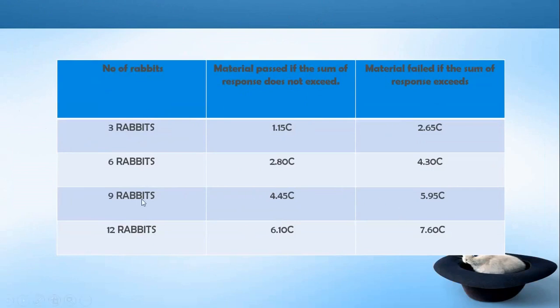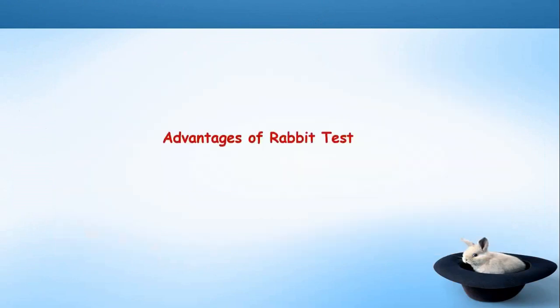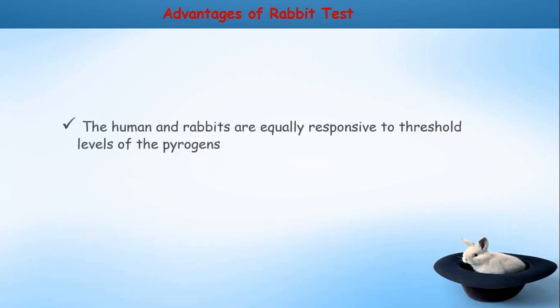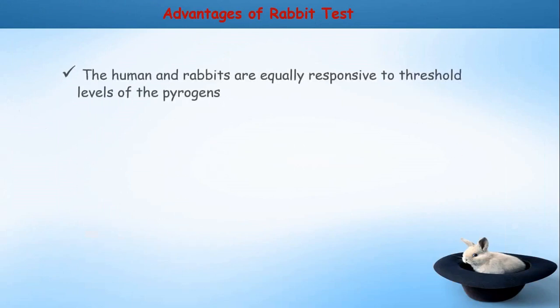For 12 rabbits, the material passes at 6.10 degrees Celsius and fails at 7.60 degrees Celsius. Next are the advantages of the rabbit test. Humans and rabbits are equally responsive to the threshold level of the pyrogen.